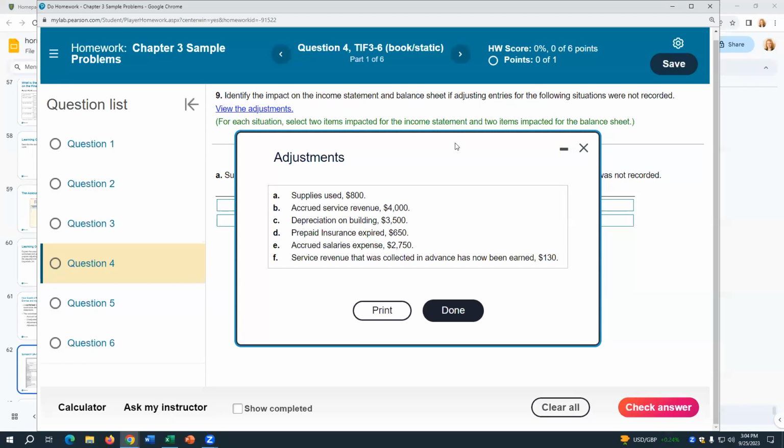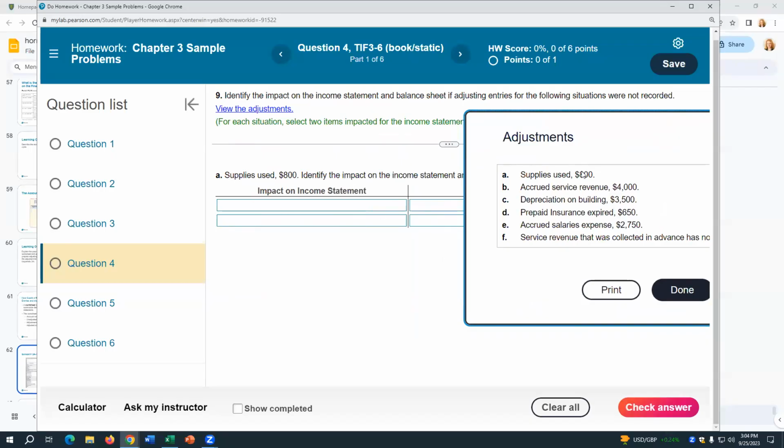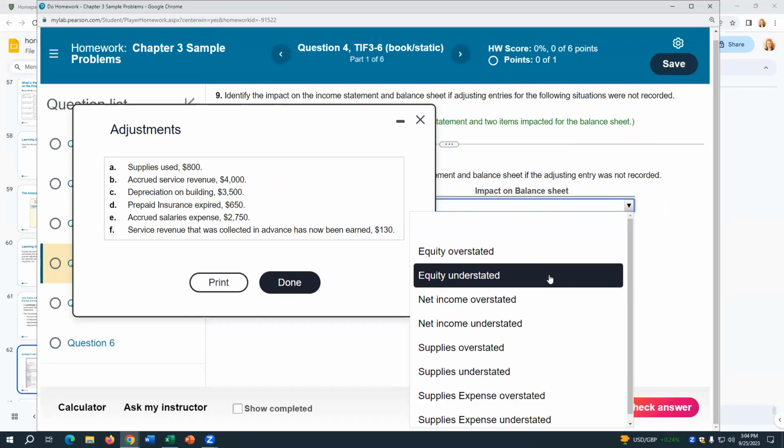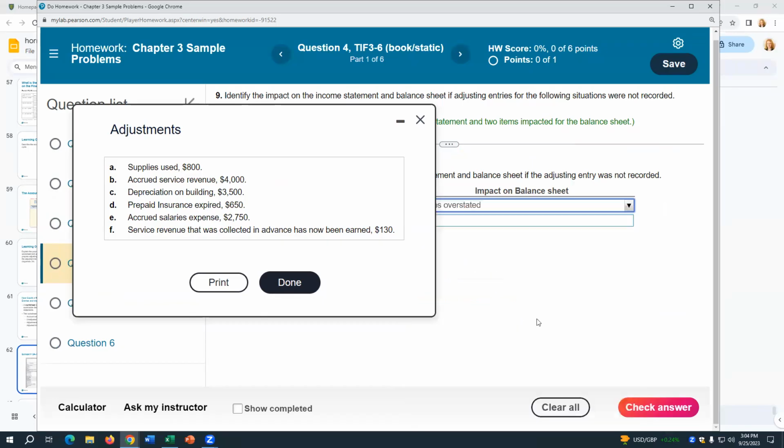It still says you have 1,000. Yeah, so would that be overstated or understated? Overstated, right? So supplies on our balance sheet would be overstated, and supplies are an asset. So on our balance sheet, our supplies are overstated. Oh, nice, they're not even asking whether it's an asset or whatever. Okay, so we've got that.